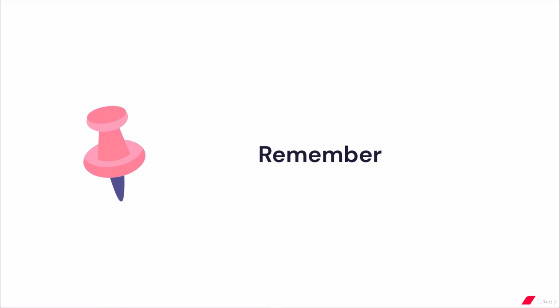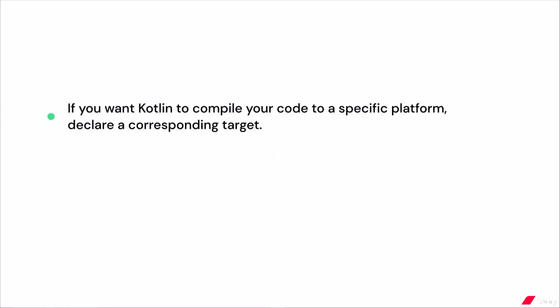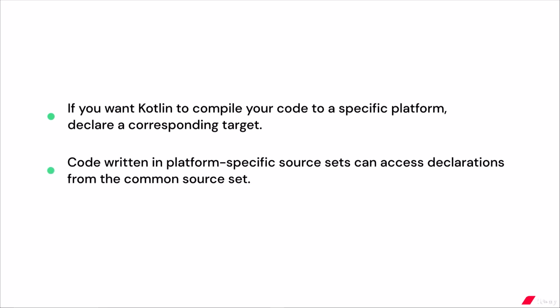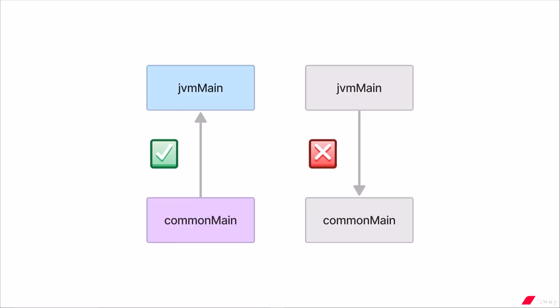Now, when working with a multiplatform project, you need to remember that if you want Kotlin to compile your code to a specific platform, you need to declare a corresponding target. Also, code which is written in a platform-specific source set can access declarations from the common source set. For example, the code in the JVM main can use code from the common main, however, the common main cannot use the code from the JVM main.